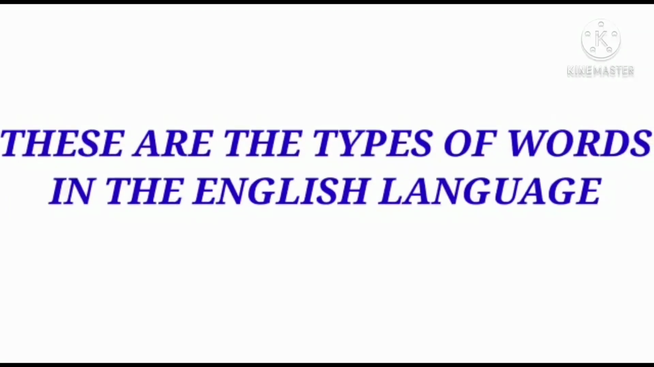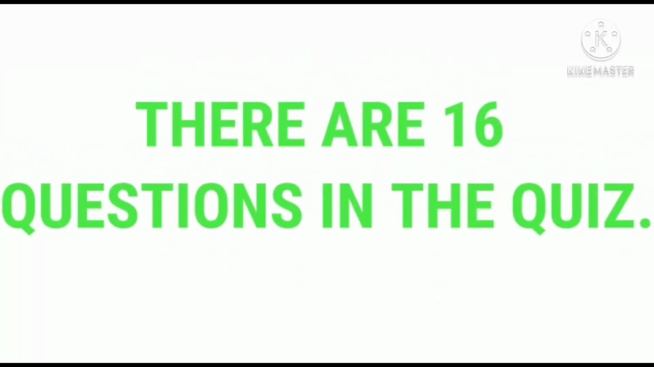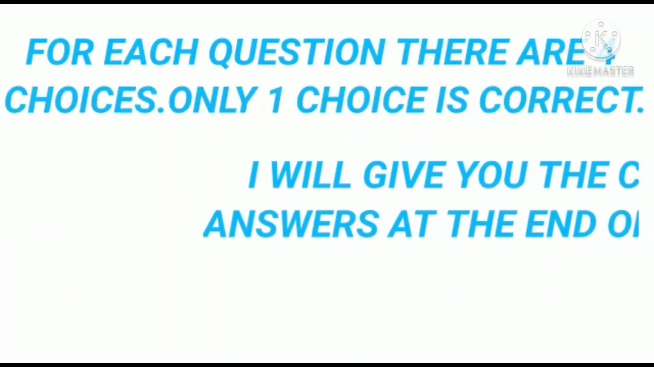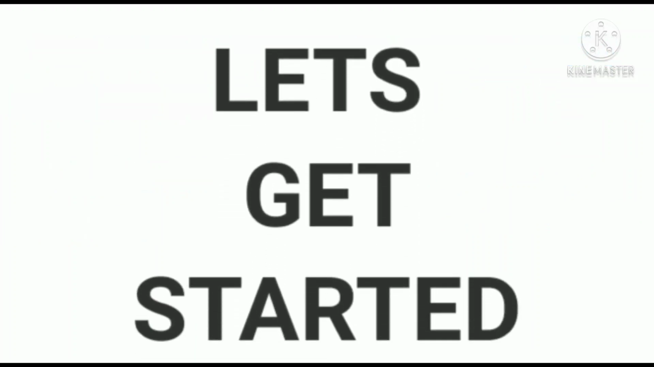So these are the types of words in the English language, and the quiz is asking you to write the answers for them. So there are 16 questions in the quiz. You must identify the parts of speech of the word underlined. I am going to start now. So for each question there are 4 choices, and they are A, B, C or D. Only one choice is correct. I will give you the correct answers at the end of the quiz, but not after one question. At the end of the quiz, I will give you the correct answers. So now let's get started.